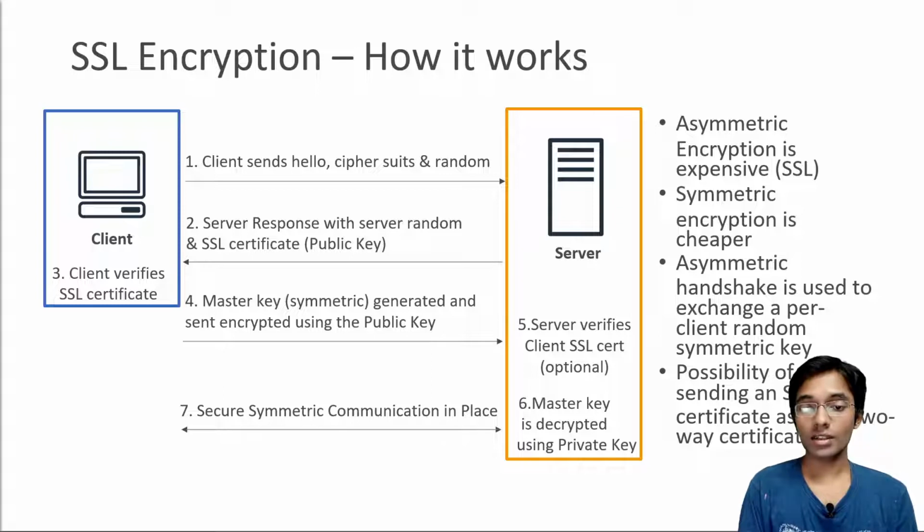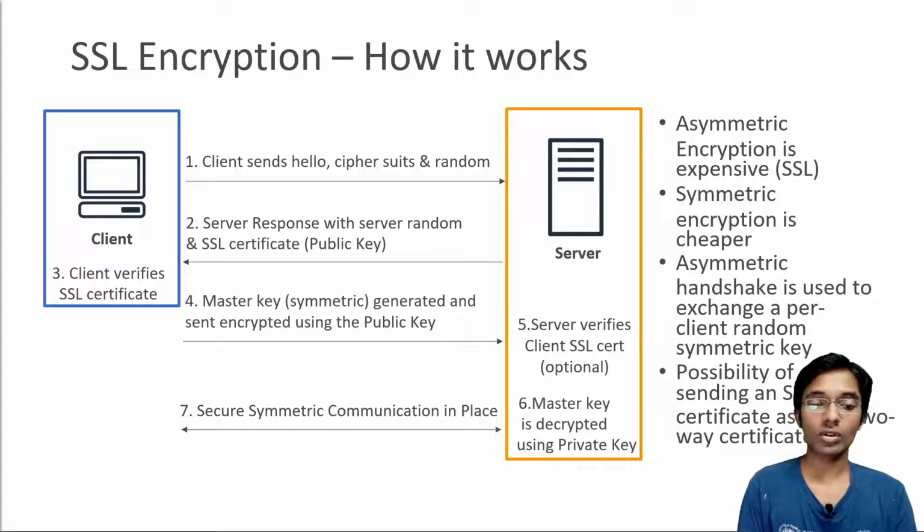So the idea is that during the asymmetric handshake, which is the first connection between the client and the server, they are going to exchange a symmetric key that will be shared for this communication. From that point forward, they will only use the symmetric key to talk to one another. So the asymmetric encryption for SSL is just used for the handshake, and everything after is symmetric. This is how it works in detail.